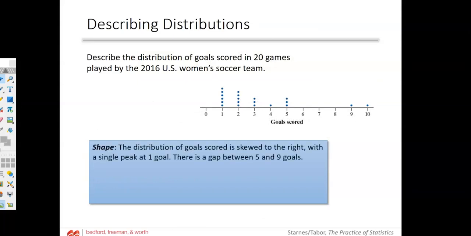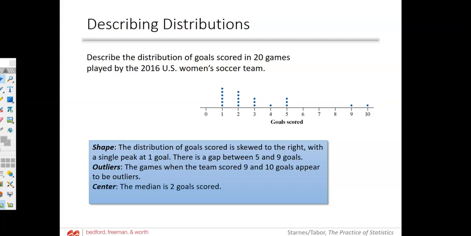The shape looks like it is skewed to the right, has a single peak at 1. And there's a little bit of a gap. We didn't talk about that. There's a gap between the 5 and 9 goals. 6 and 8, there's a gap there. Are there any outliers? That's the second thing we want to talk about. It doesn't have to be in order, but we need to hit these things. So 9 and 10 could be outliers. They're unusual. They're far out there. Definitely possibly outliers. We'll figure out later on how to directly calculate outliers.